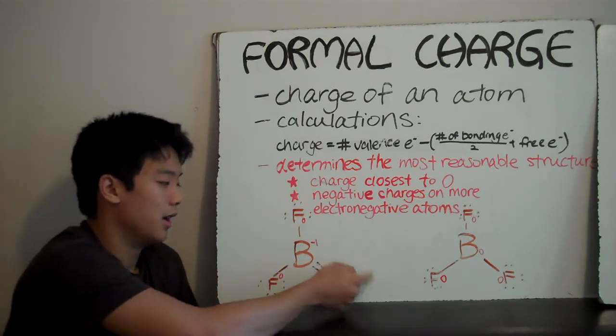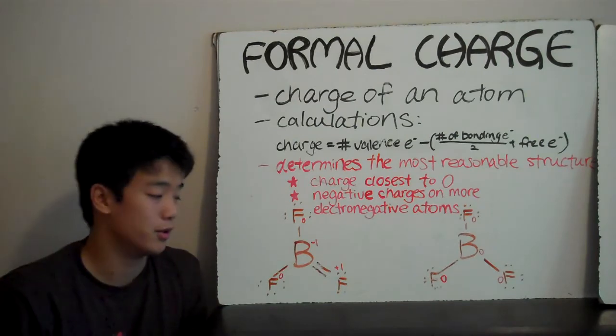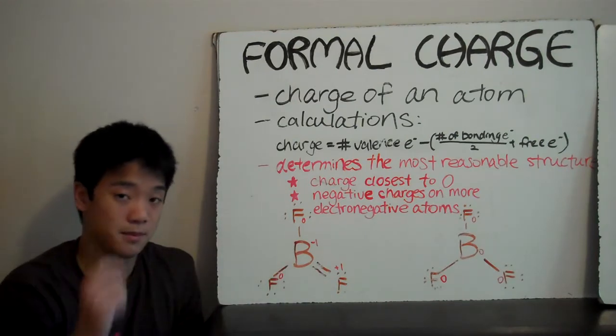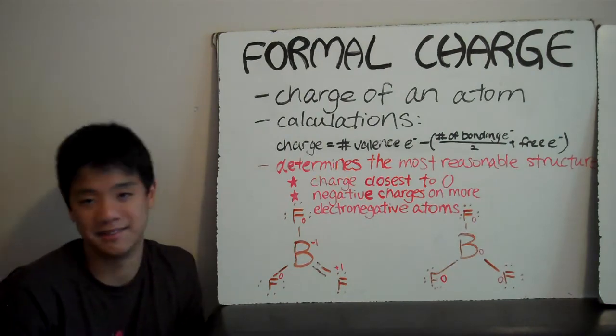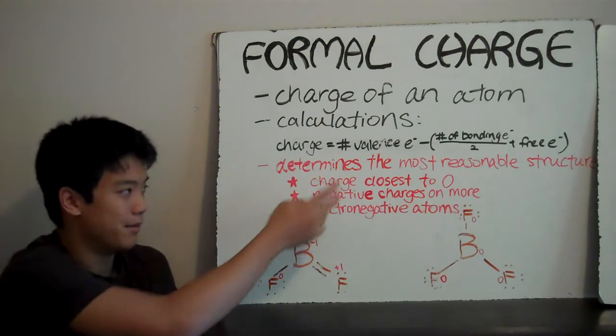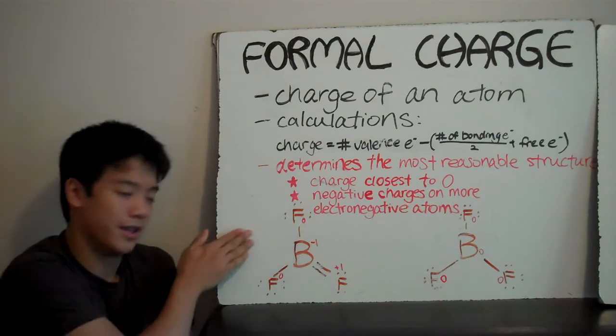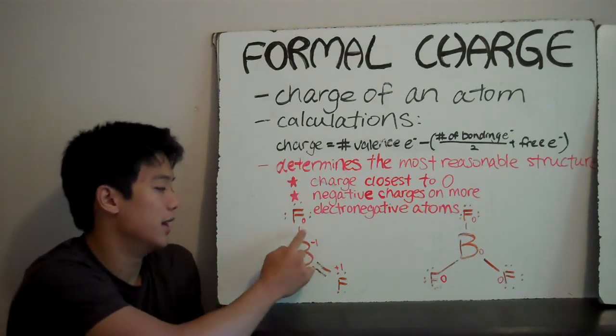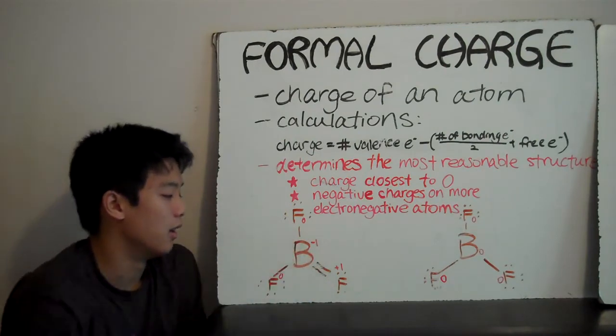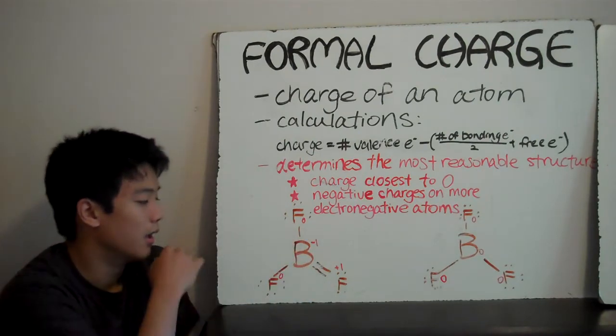For example, in this BF3 molecule over here, you would want to have more negative charge on fluorine as opposed to boron, because fluorine is more electronegative. And based on these rules over here, we know that the structure on the left is not favored, although it does give you 8 valence electrons on the boron atom.